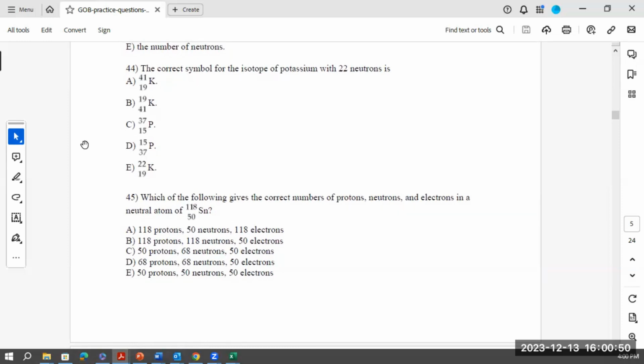The correct symbol for the isotope of potassium with 22 neutrons is A. You guys say A? Okay. Everybody says A. 41K19. Anybody disagree? Okay. Works for me.